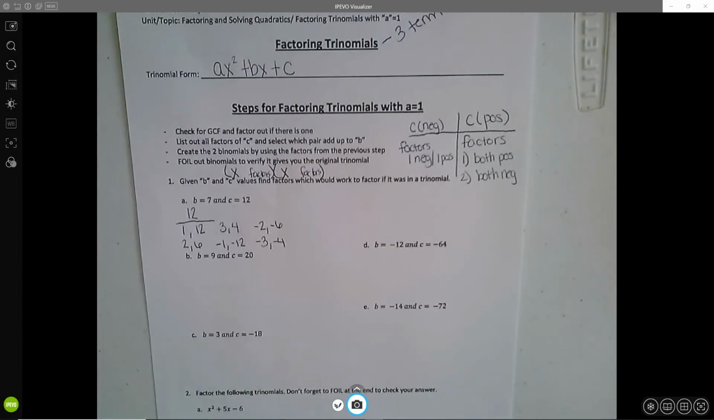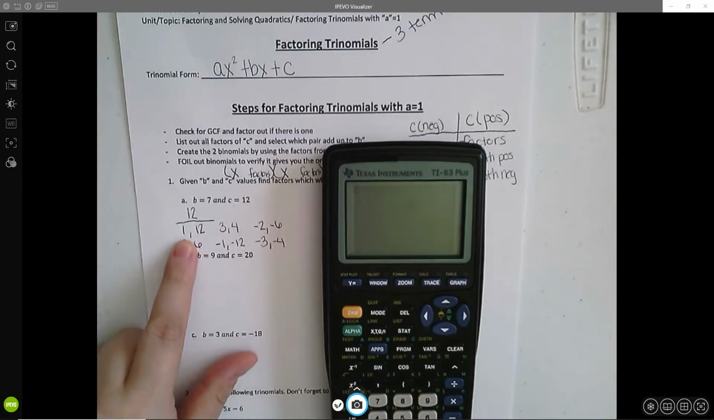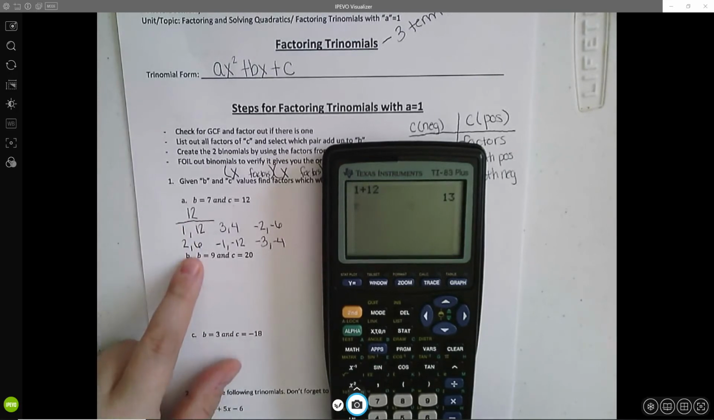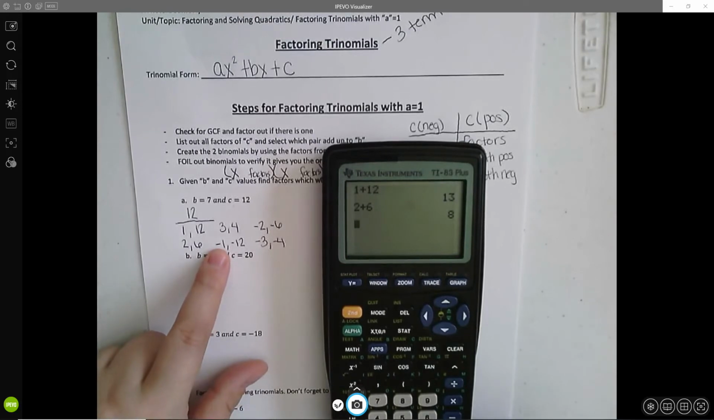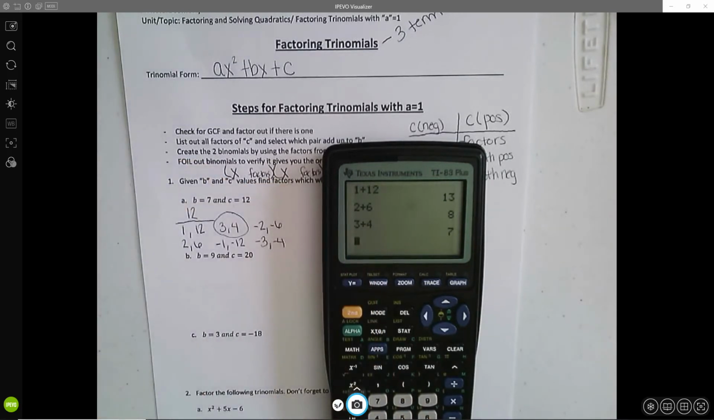Now, I'm basically thinking in my head, or remember, you can use your calculator. You're going in here and adding your pairs. My first pair was 1 plus 12. That's 13. I'm looking for which one sums to 7, since that's my B value. 2 plus 6, 8, not 7. 3 plus 4, that's 7. That answer right there would be your factors.